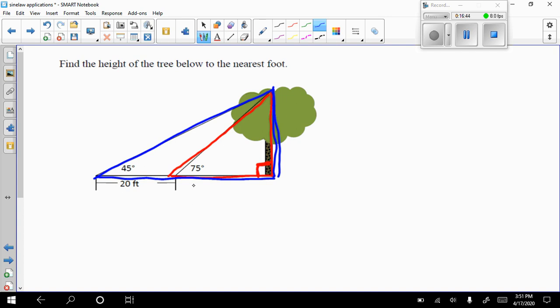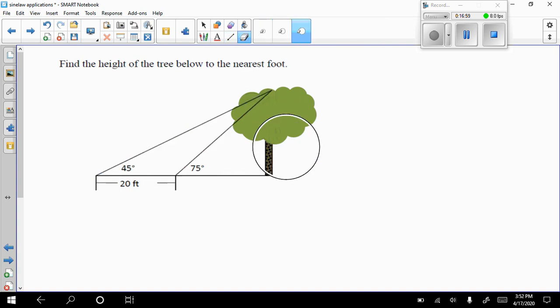But what I want you to see is that maybe what I can use is this little triangle in here. Now watch this. I'm just going to erase this to allow me to show you guys a little bit easier. Okay, so here we go.